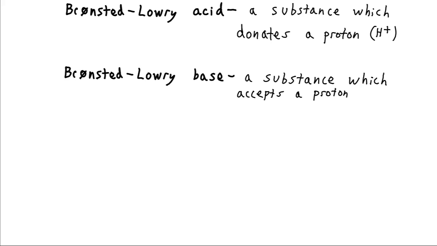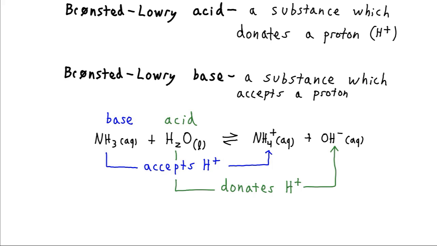So this will be the reaction that we have. We have ammonia reacting with water. Here, the water is going to give up one of its protons and become OH-. And since it gives a proton, according to the Bronsted-Lowry definition, that makes it an acid. Ammonia is going to accept that proton and become NH4+. So that makes it a base, according to the Bronsted-Lowry definition.